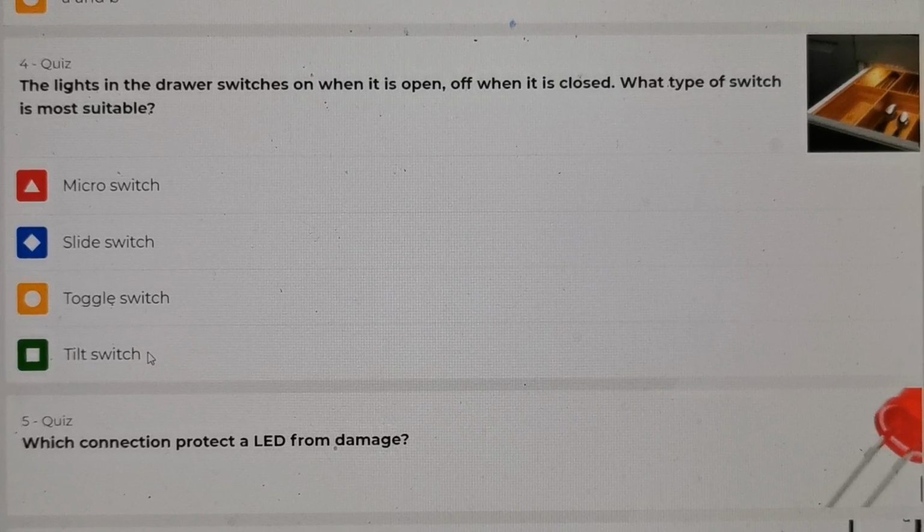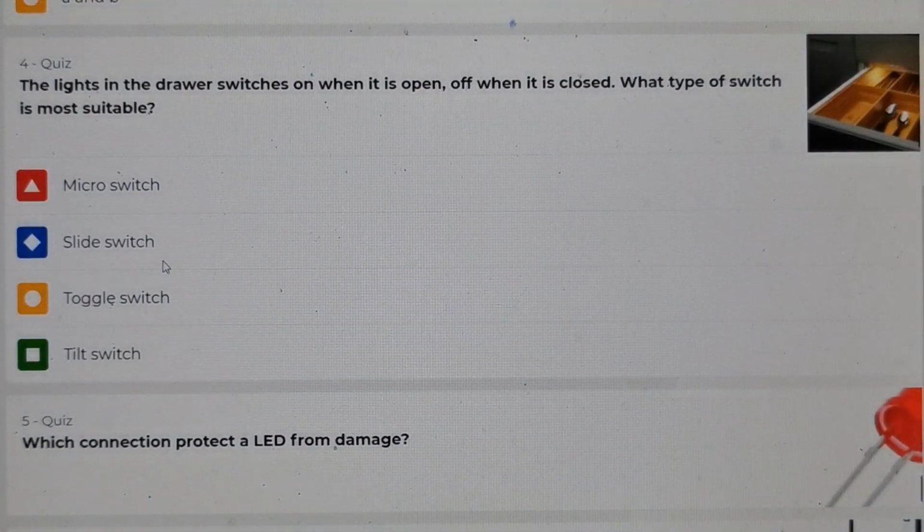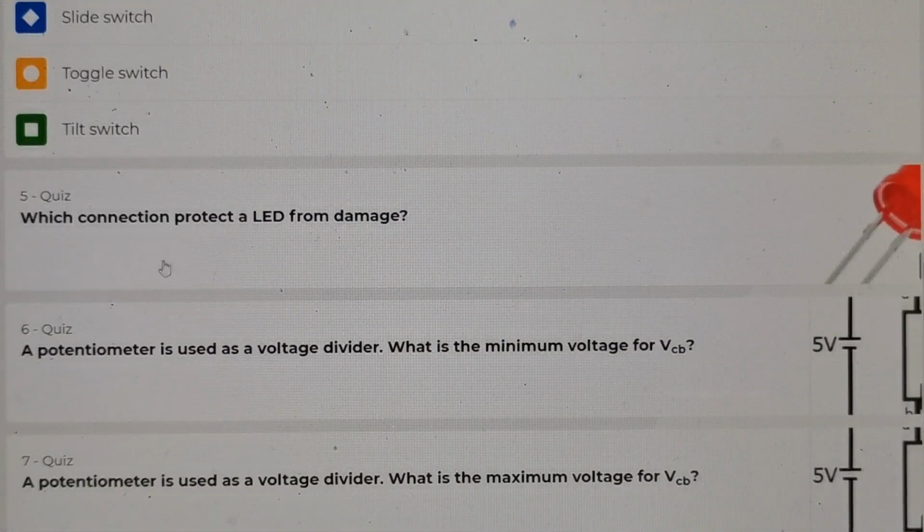You can refer to your PowerPoint to look at how all these switches look. The micro switch is the one that you will fix down here. When you close the drawer, it will cut off the current and break the circuit. So the micro switch is the most suitable.